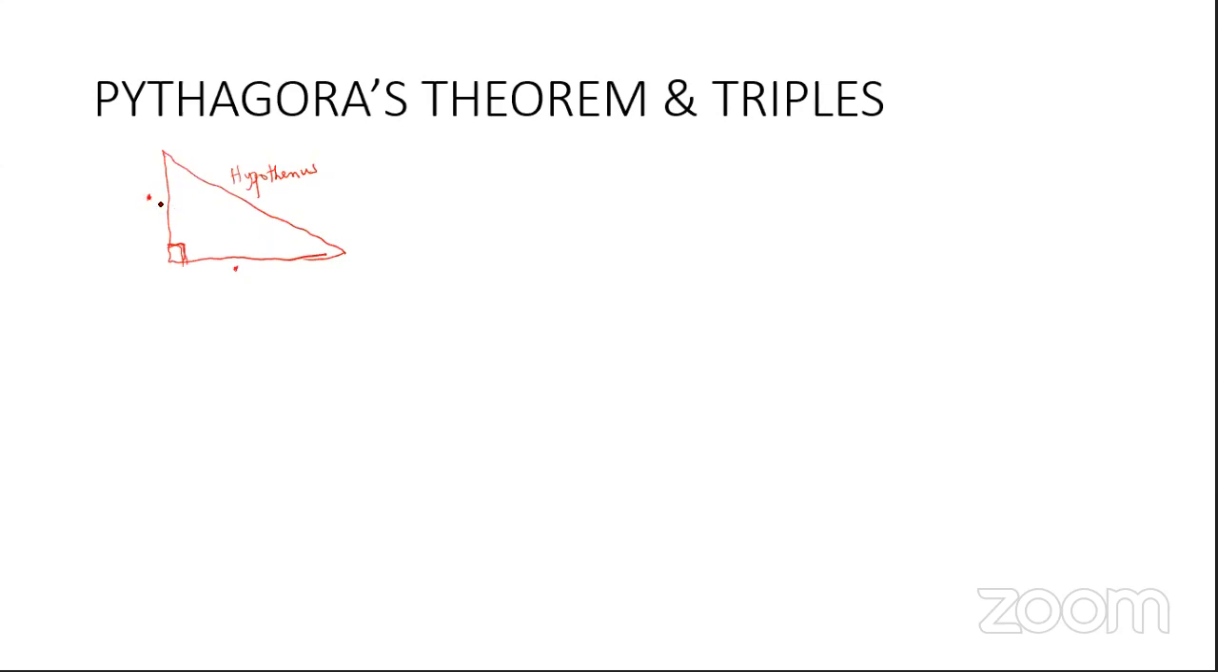Once an additional angle has not been given, we can't actually say which one is hypotenuse, which one is opposite and which one is adjacent. So Pythagoras theorem just states that the square of the hypotenuse is equal to the sum of the squares of the two other sides. So if this side is called A and this side is called B, it equals A squared plus B squared.